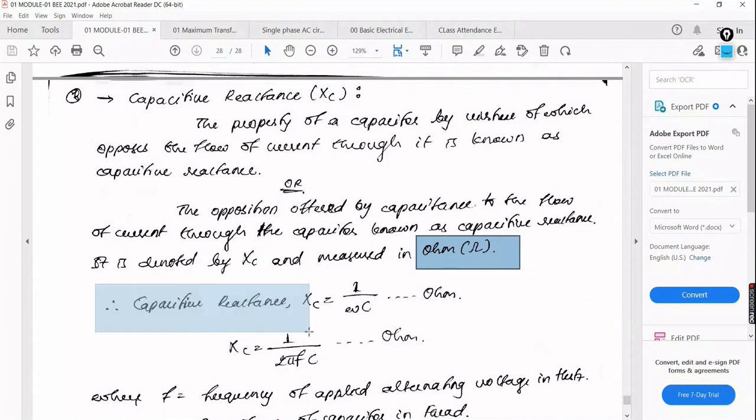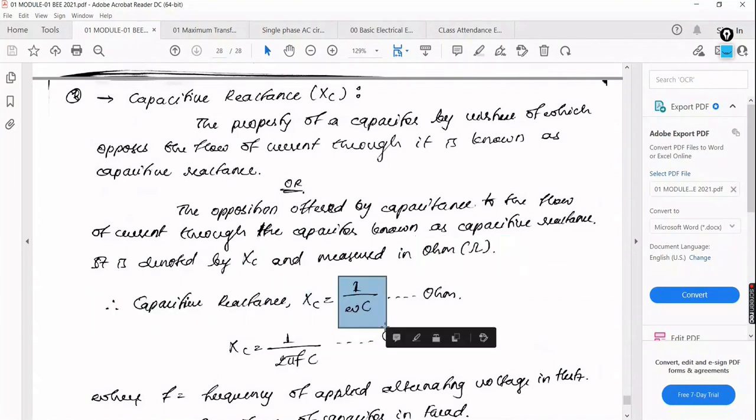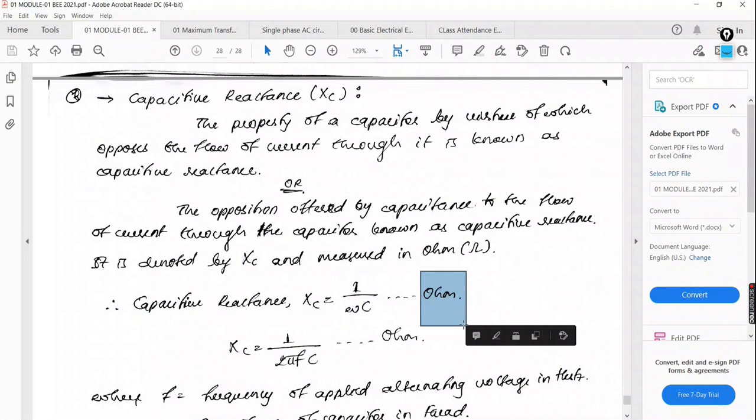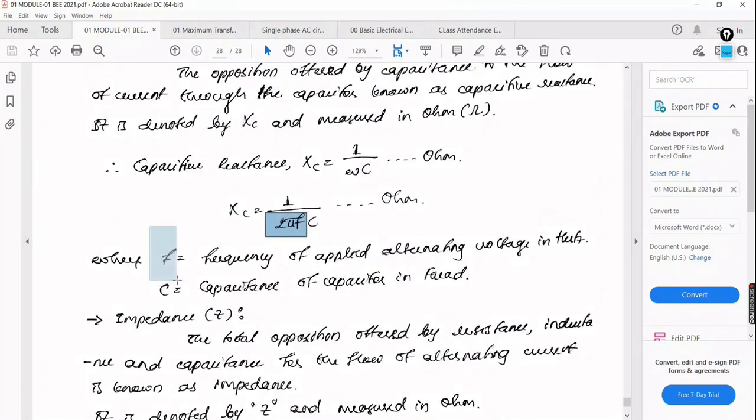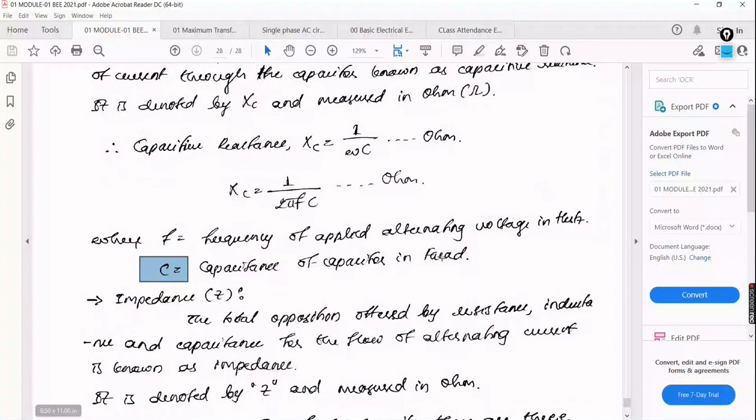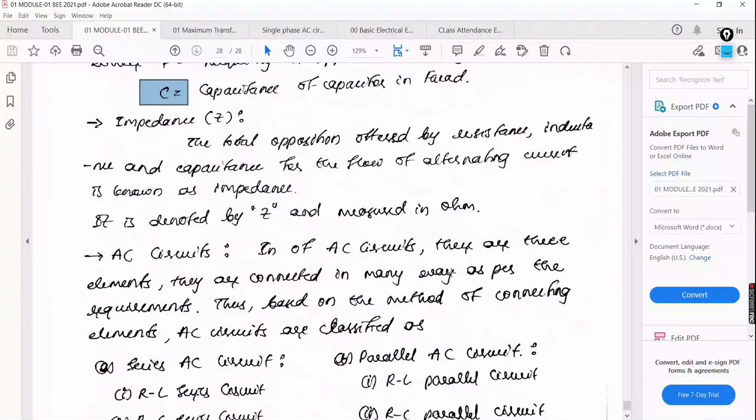Capacitive reactance Xc is equal to 1 divided by omega C, measured in ohm. Omega is equal to 2 pi f, so Xc is equal to 1 divided by 2 pi f C. Here f is the frequency of the applied voltage in hertz, and C is the capacitance in farad.